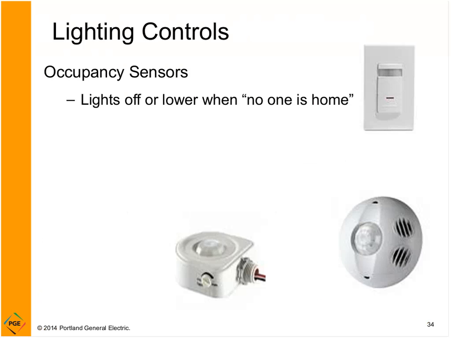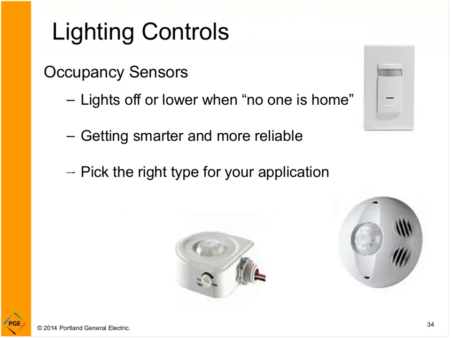So now let's look at some lighting control options. Because we have limited time, we're only going to talk about occupancy sensors. These turn the lights off or lower when no one's available, no one's at home, and they're getting smarter, more reliable. But you need to pick the right one for your application. Here we have one that replaces a wall switch, one that goes in the ceiling, and here's a type that would attach to a high bay fixture.